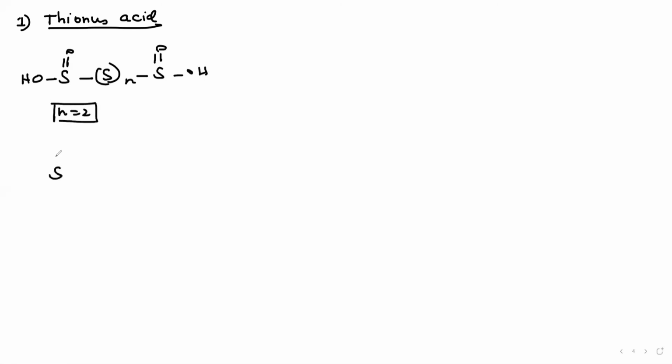Thioneous acid. What is the formula? S double bond O, here OH, here S and N, and S double bond OH. Right now I put N equal to 2. See, what is the structure? S double bond O, here S and S, right? And S double bond O, here OH, OH.